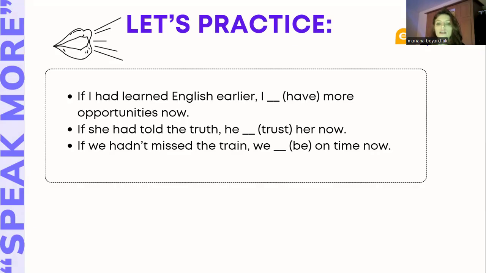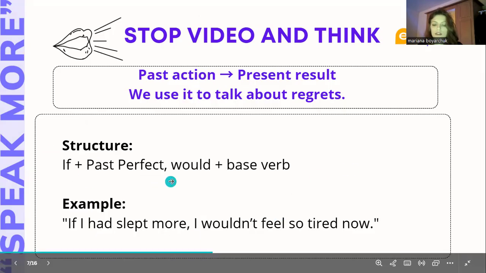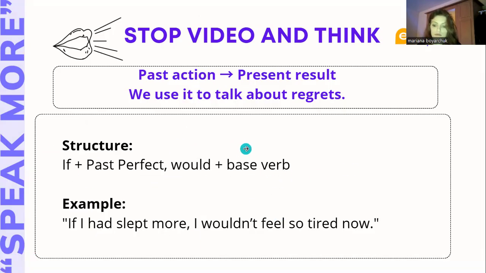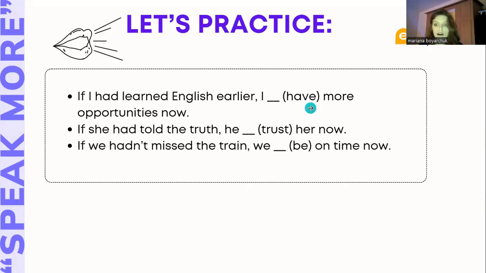If I had learned English earlier, I would have more opportunities now. Why? Again, because we use past perfect in the if clause, then would plus base verb, the base form of the verb. So we have here "have", which is the base form of the verb actually. And we just add would because here we have past perfect. If I had learned English earlier, I would have more opportunities now.